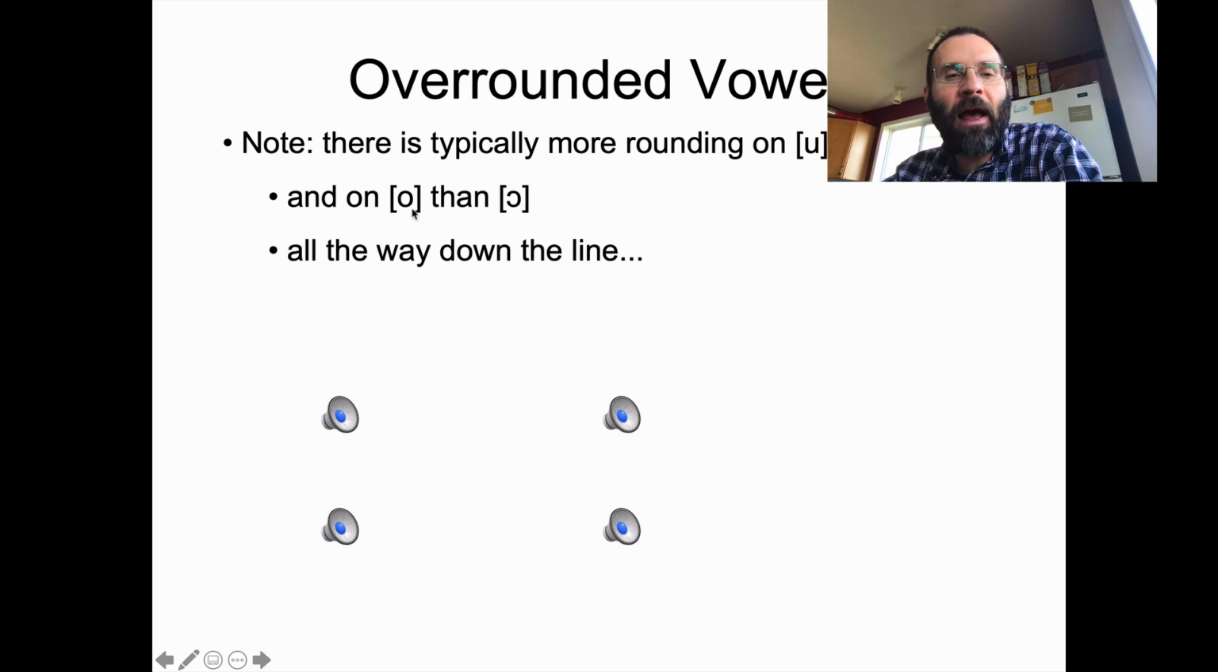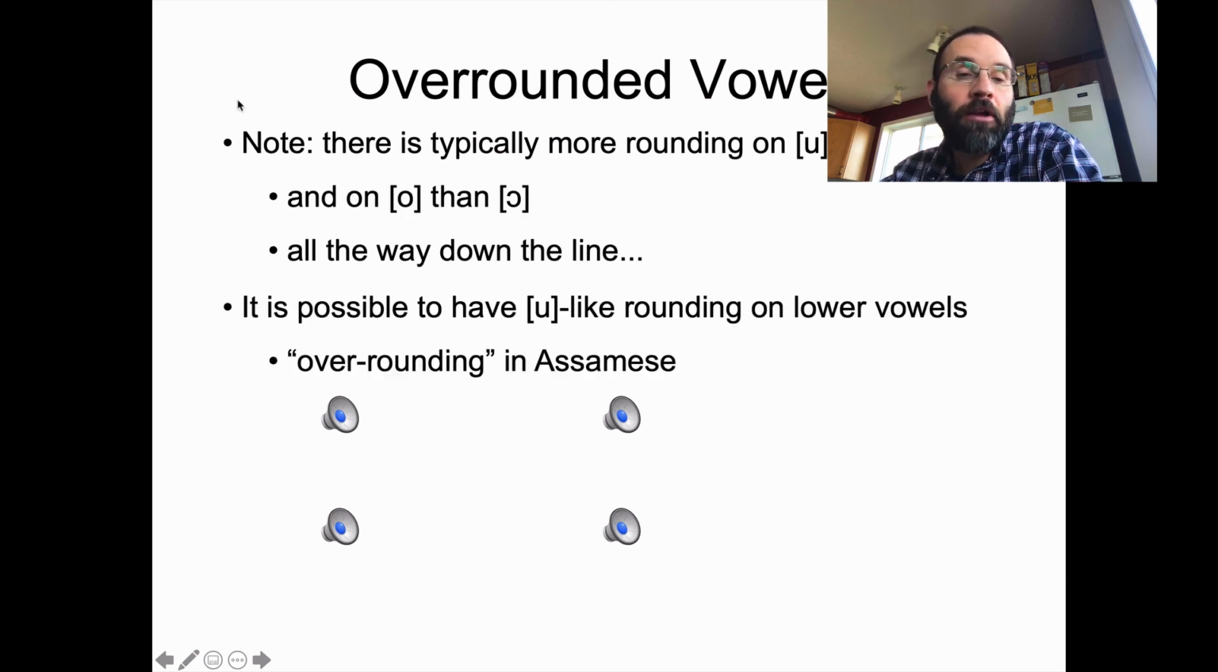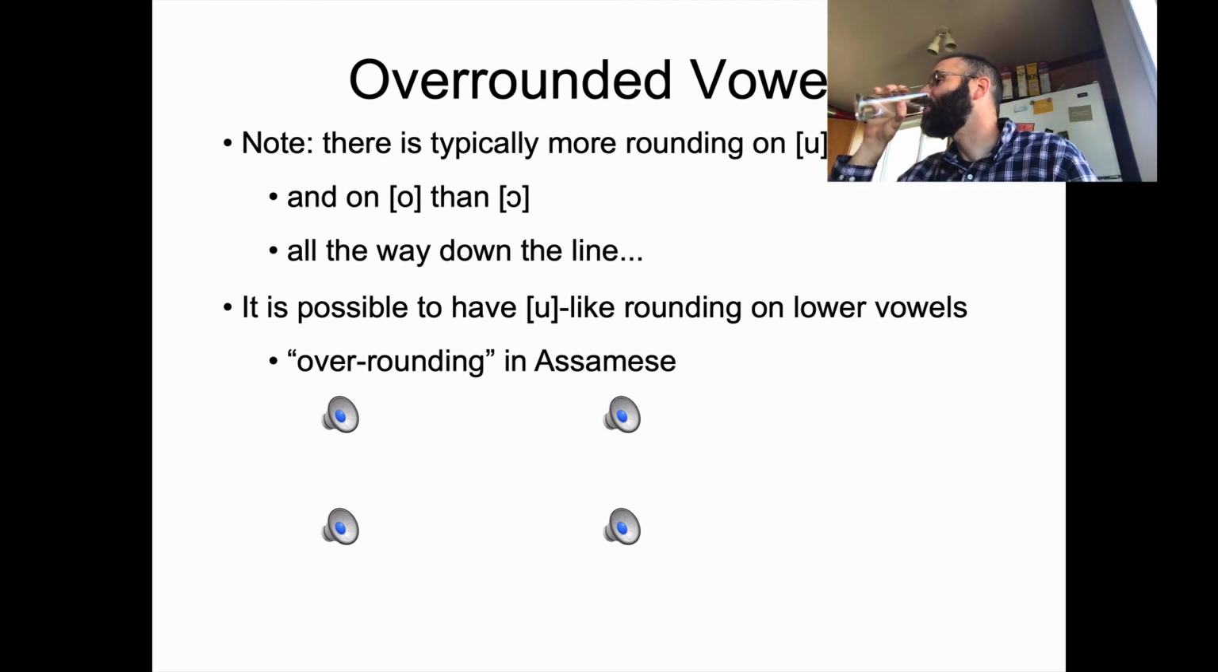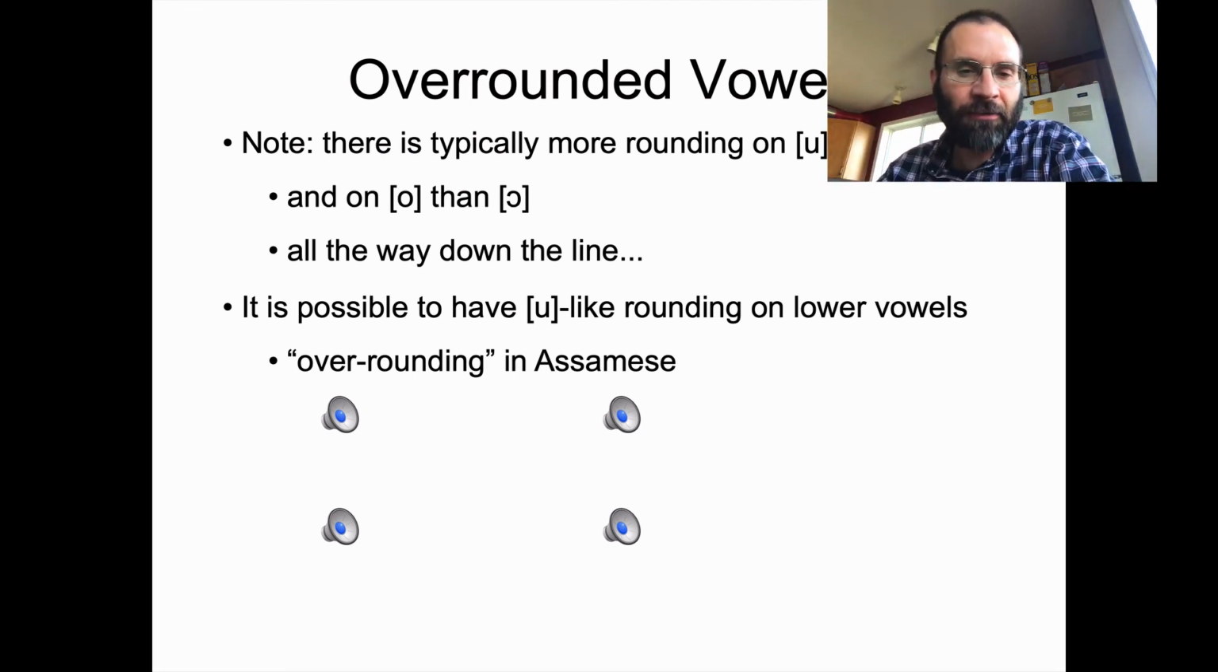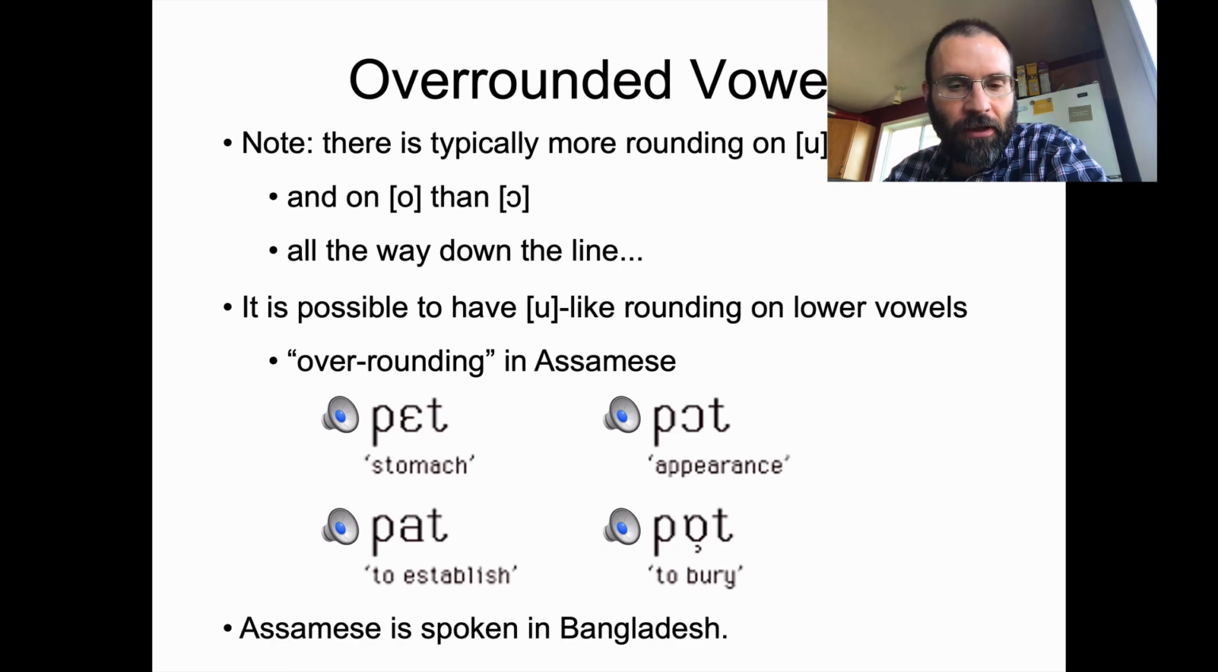So you're opening up your mouth a little bit more for these vowels. You can't get the lips quite as close together, but you could if you really tried. So it's actually possible to have U-like rounding on lower vowels. And I've got some samples here from a language called Assamese, which I believe is also spoken in Bangladesh, sort of in South Asia as well. So I'll play, the crucial example is this one down here.